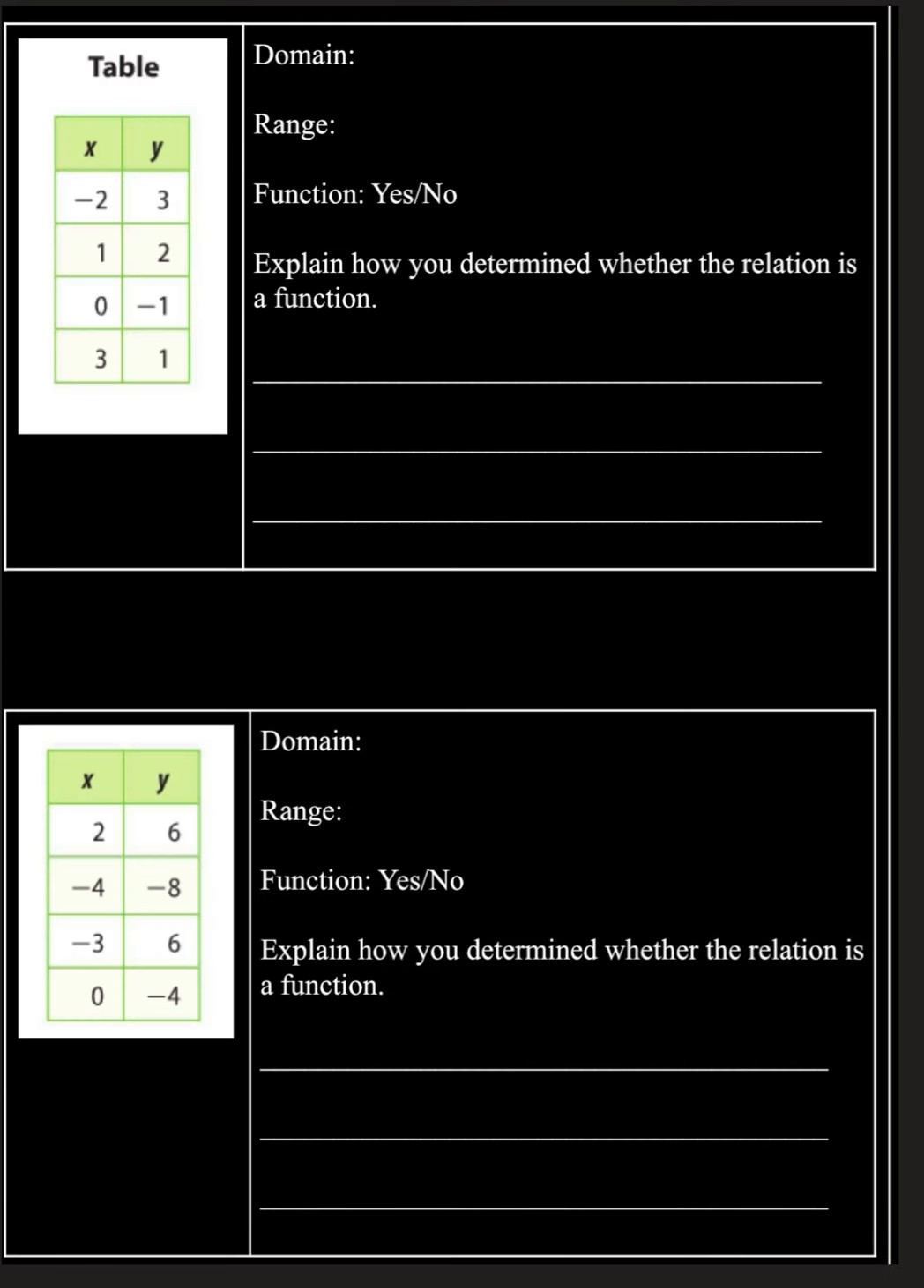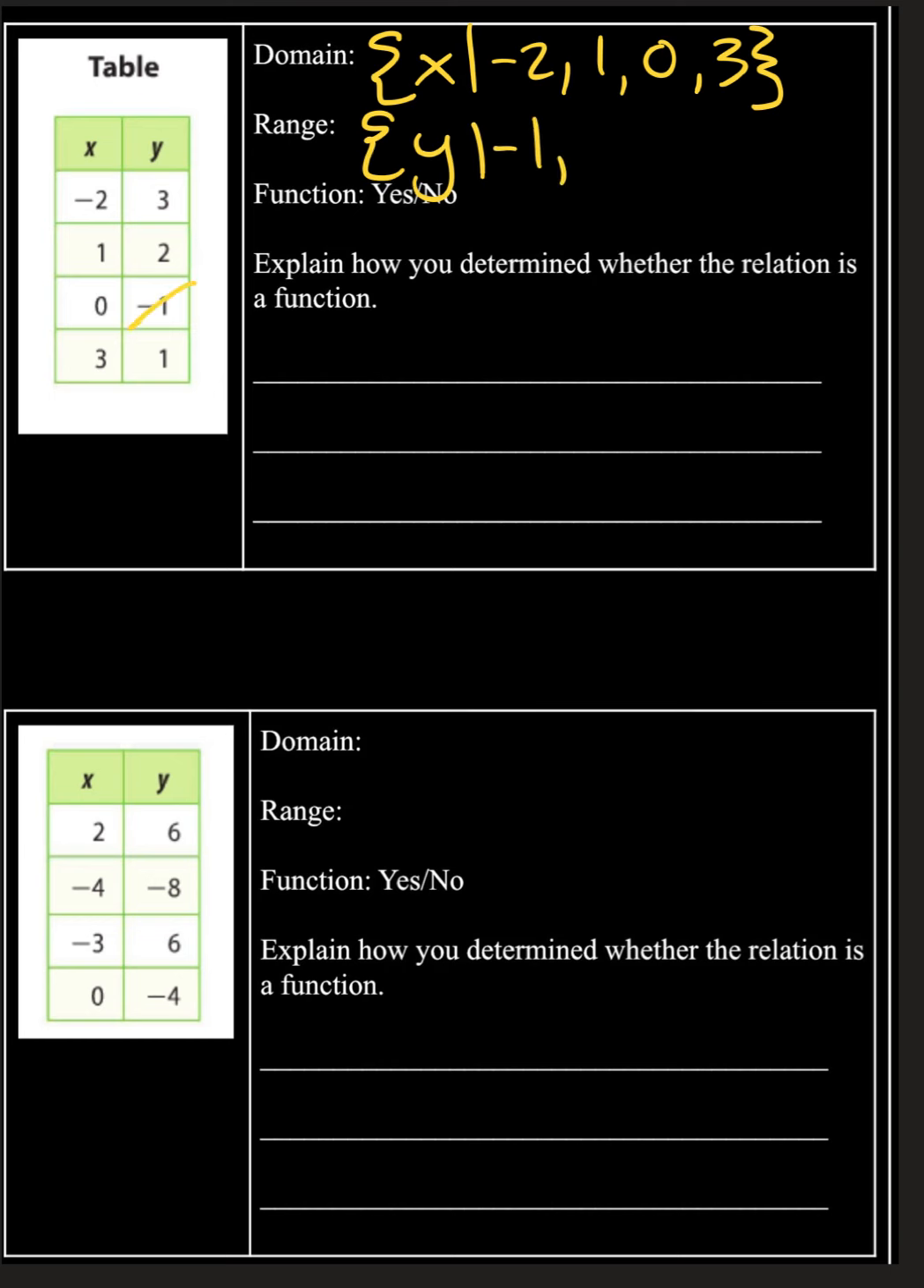All right, so this time we are going to take a look at 2 tables. The general concept is the same. We already have our lists for our domain and range, nice and easy for us. But I'm still going to make sure they're in order from least to greatest. My domain is -2, 1, 0, 3. And then I have 3, 2, -1, 1. So I'm going to put those again, least to greatest, -1 first, and then 1, 2, 3.